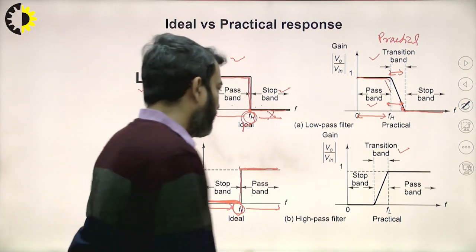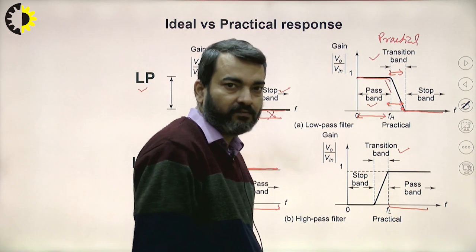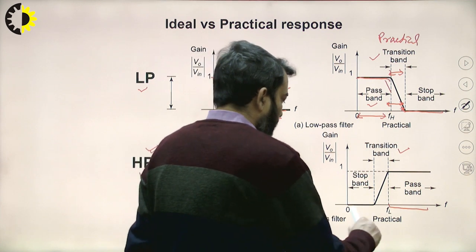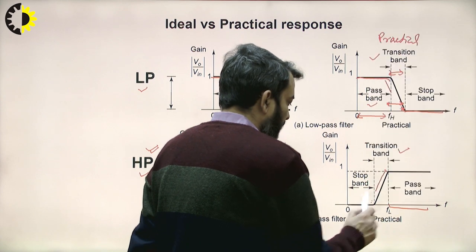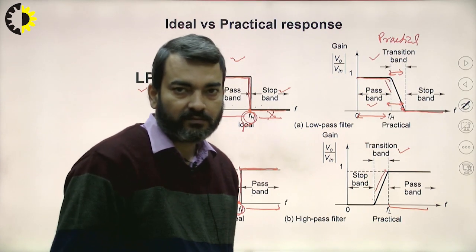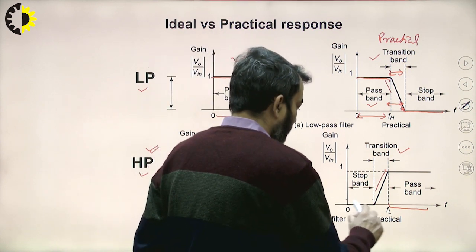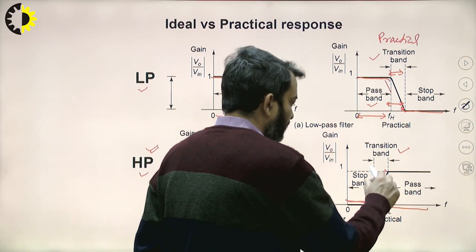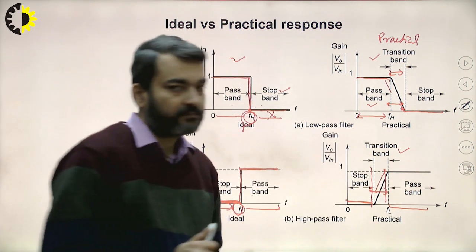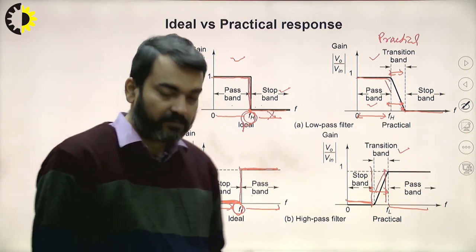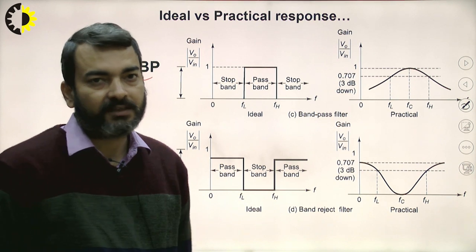In the same way, for high pass response, above FL we will have pass band. Then this is the minimum gain condition or attenuation, whichever is given in a specification. We have defined stop band, and between these two there is a transition band. In a similar way, we will have the same concept in case of band pass and band reject.